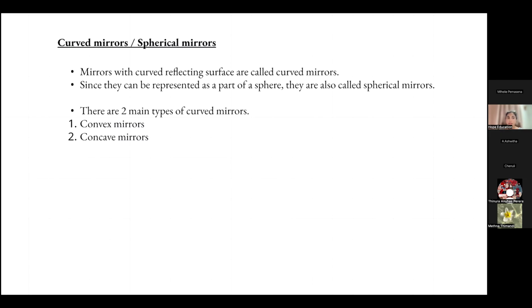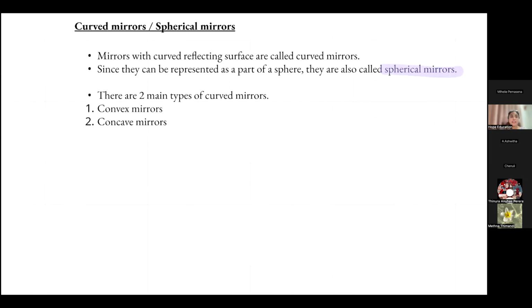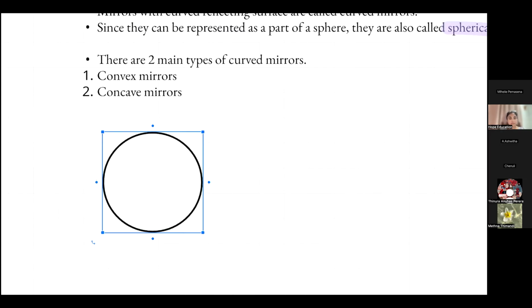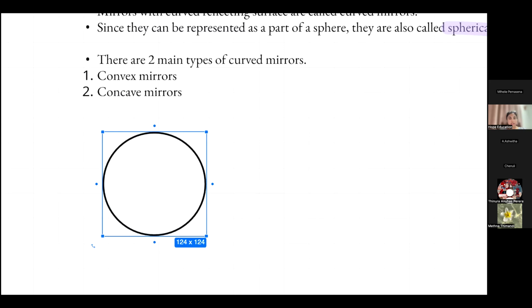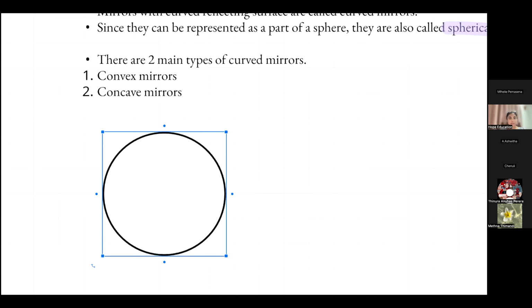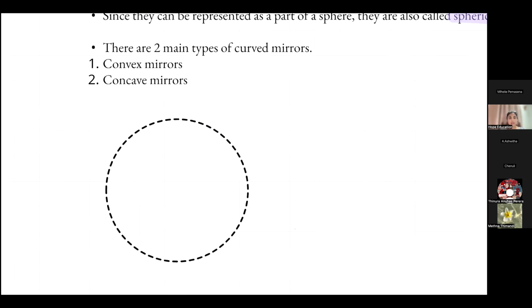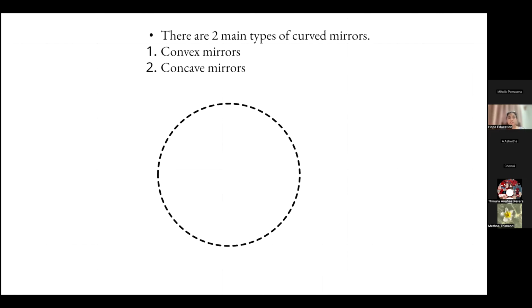ඒකෙන් අපි ඒවාට spherical mirrors කියලා කියනවා. We call them spherical mirrors. I will explain what that means. Now let's say we have a sphere. One second. ඔන්න මේ තියෙන sphere එක. මේ sphere එක, let's say this is a glass sphere, right? Let's just imagine in your head, this is a glass sphere.